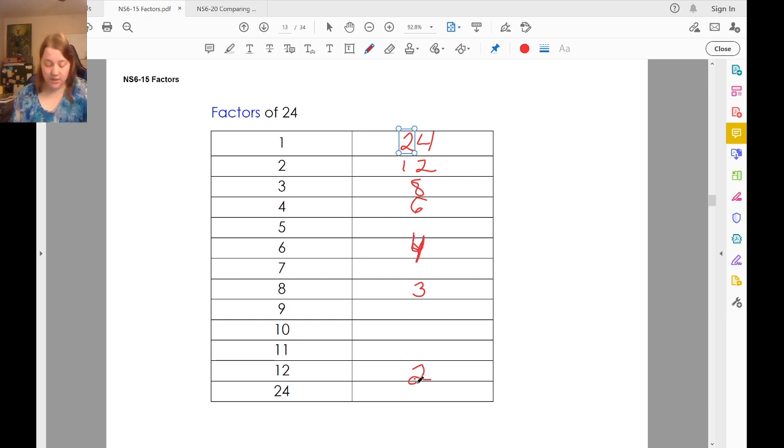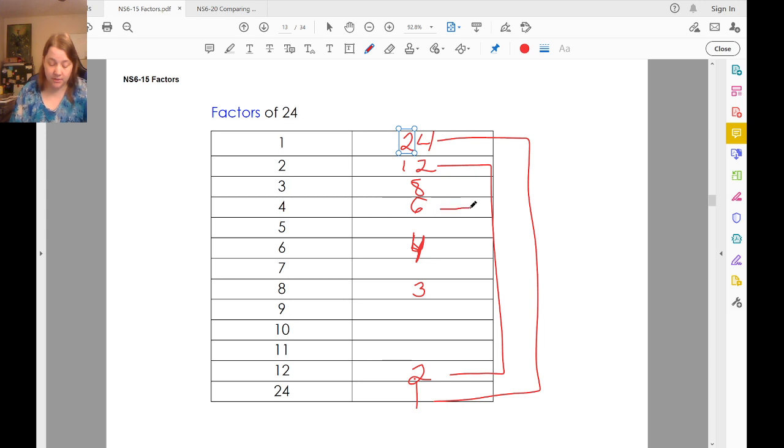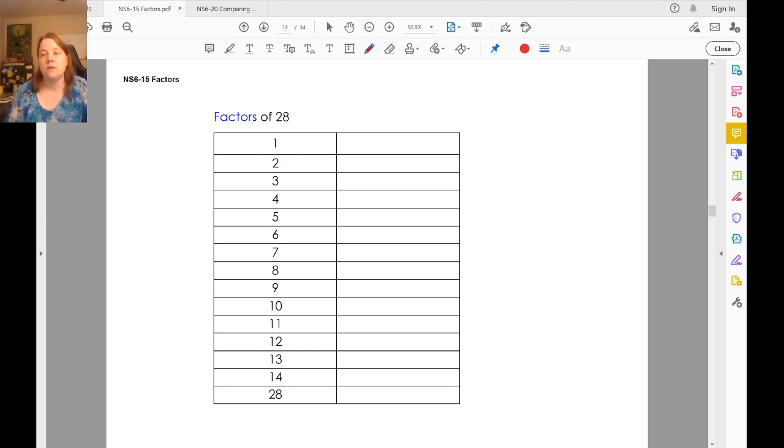And 24 times 1. And we can continue to see that these are the exact same multiplication problems. If we can draw the lines properly, we'll get there. These are the same multiplication problems. We don't need to list 1 times 24 if we have 24 times 1. Let's go ahead and look at factors of 28.